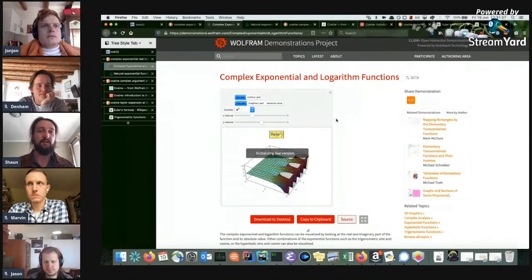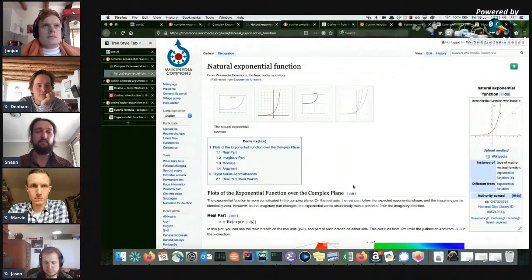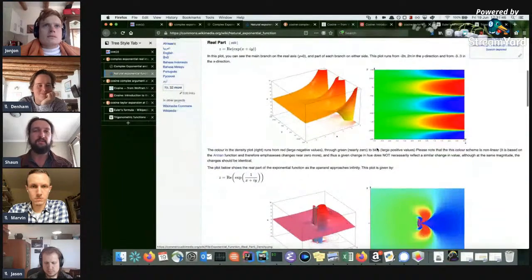And if we do that, okay, I really was hoping this would work, but all it does is it just says initializing live version and it never does anything. It would be nice, but I found some other ones just in case.